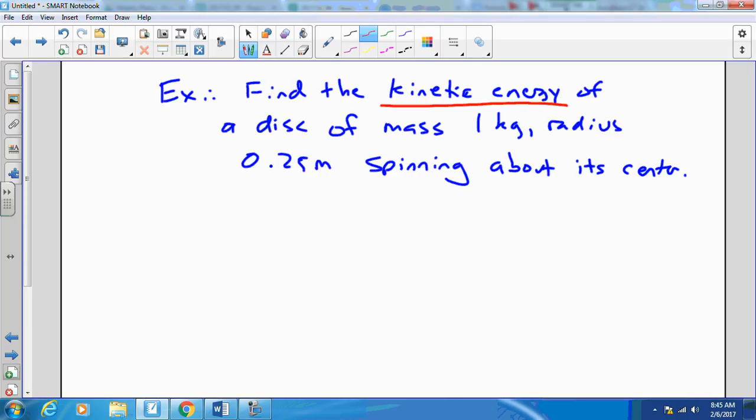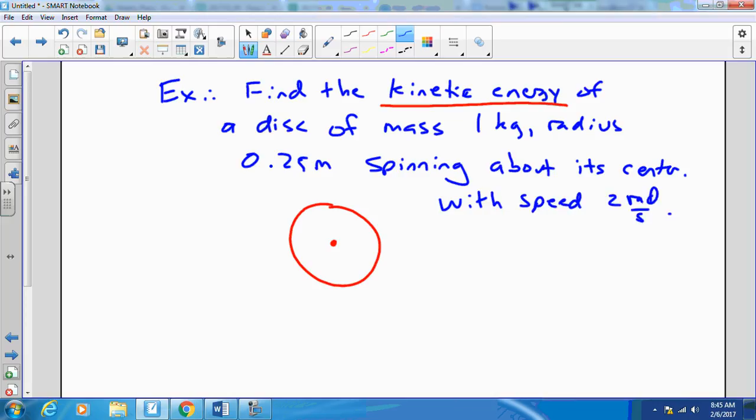And here, the choice is really clear because we are looking at this disk spinning about its center. I didn't give you a rotational speed. Here we go. There we go. It's spinning at 2 radians per second. So because our object is spinning about its center, it makes a whole lot of sense to consider all of the motion to be about that center. And I can easily compute the I for that center because we already have a pre-packaged formula for it.